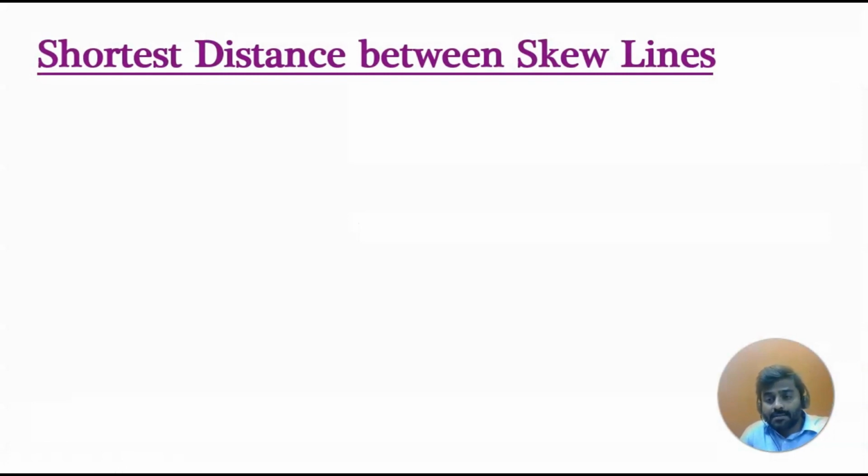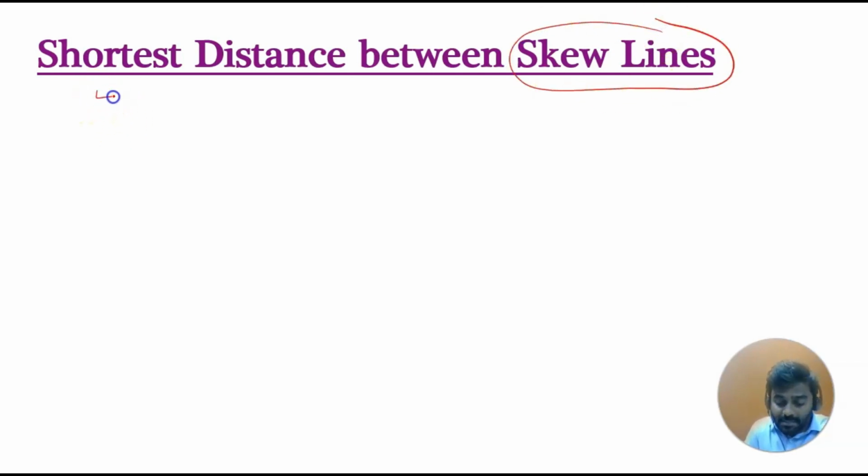Shortest distance between skew lines. Shortest distance means we know shortest distance will occur along the normal. Skew lines means what? Skew lines means a pair of lines which are neither parallel nor intersect. This will happen in 3 dimensions only. Now let us see how to find the distance between skew lines.